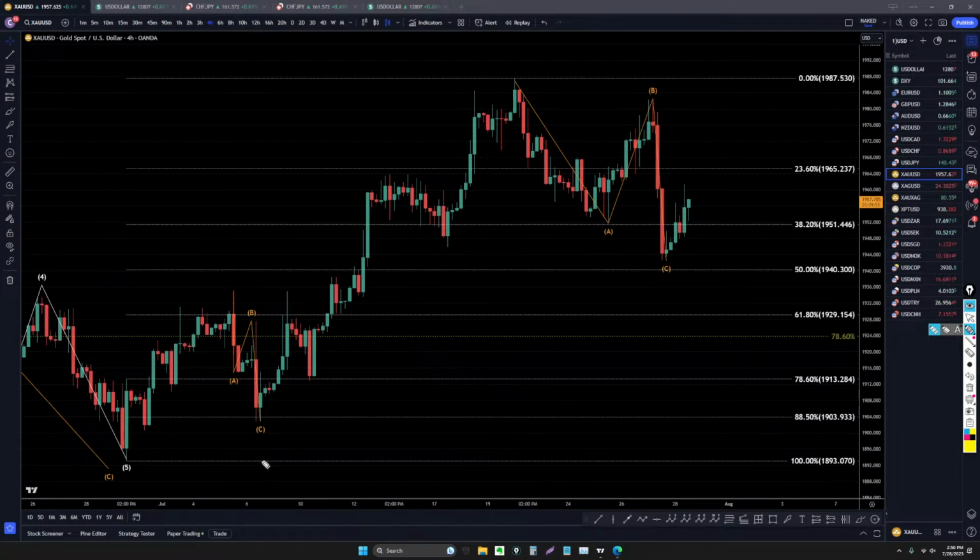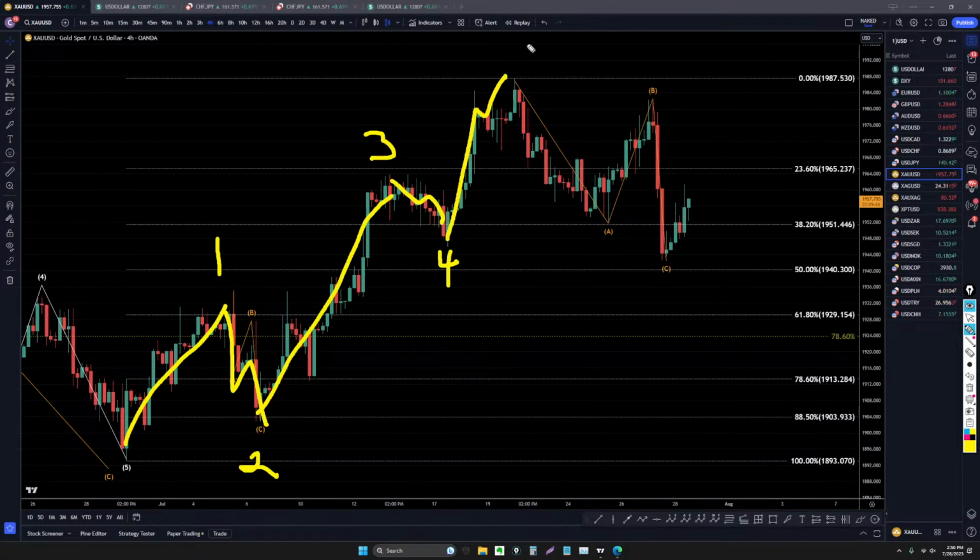So anyways, to me it really looks like a 1, it looks like an ABC of 2, and this all looks like a 3, this looks like a 4, this looks like a wave 5. And then it looks like a downtrend right here for the A. This looks like a B, a correction for the B. This looks like a wave C.